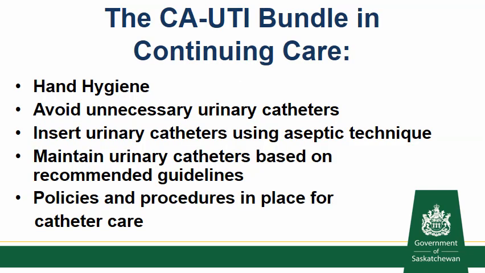A catheter-associated UTI prevention bundle includes the following elements: hand hygiene, avoiding the use of catheters when they are not required, using only aseptic technique when inserting catheters, following the recommended daily care practices for the maintenance of indwelling urinary catheters, and having policies and procedures in place to support all of these practices.